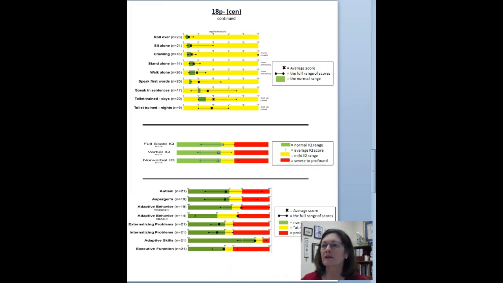Other than that, I think you just need to take a little time to look at it, and you can see the numbers of individuals here that we have data on. So relatively, in the grand scheme of things, it's a small number of people, but in the world of rare chromosome abnormalities, it's an astonishingly large number.